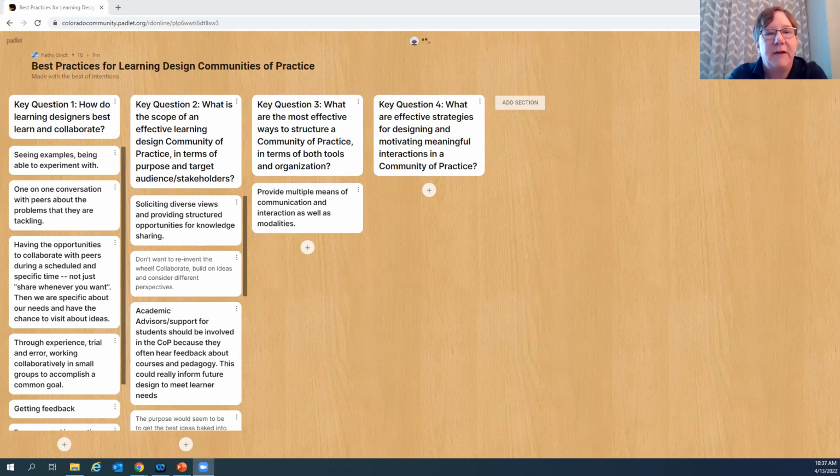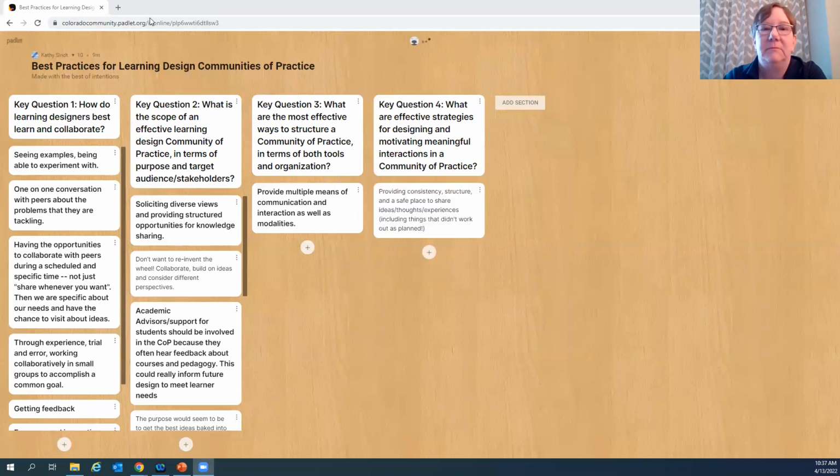We have one in the Padlet: provide multiple means of communication and interaction as well as modalities. I like that idea. That's for key question 3. We have a couple people adding stuff to the chat or to the Padlet. Thank you for that.